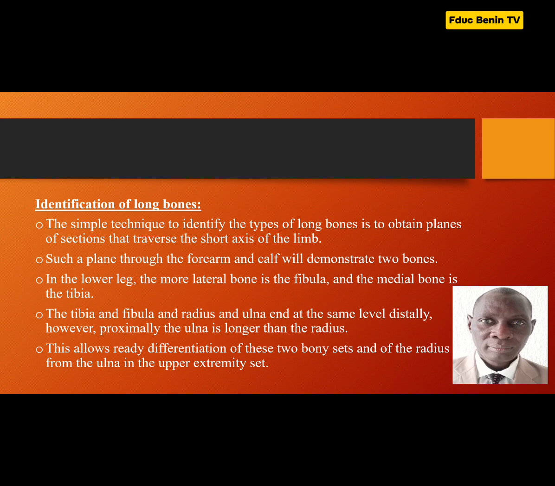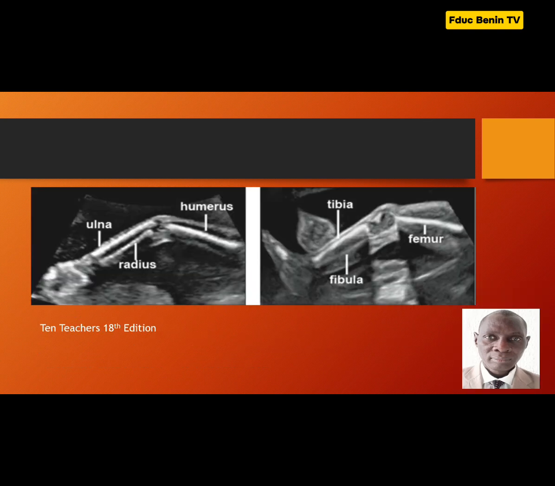And this allows ready differentiation of these two bony sets and of the radius and the ulna in the upper extremity bone sets. Now looking at this image is an image of the upper and the lower limb. Now let's consider the first image on the left, which is that of the upper limb.